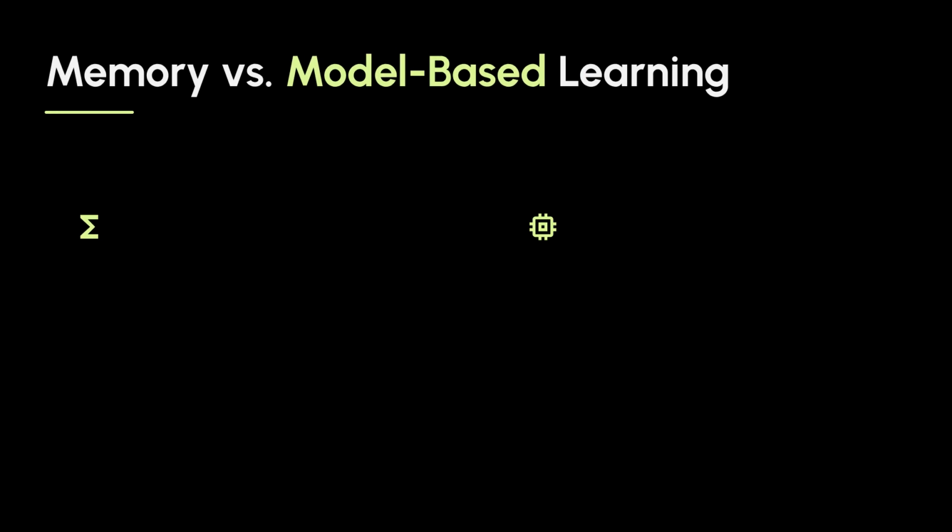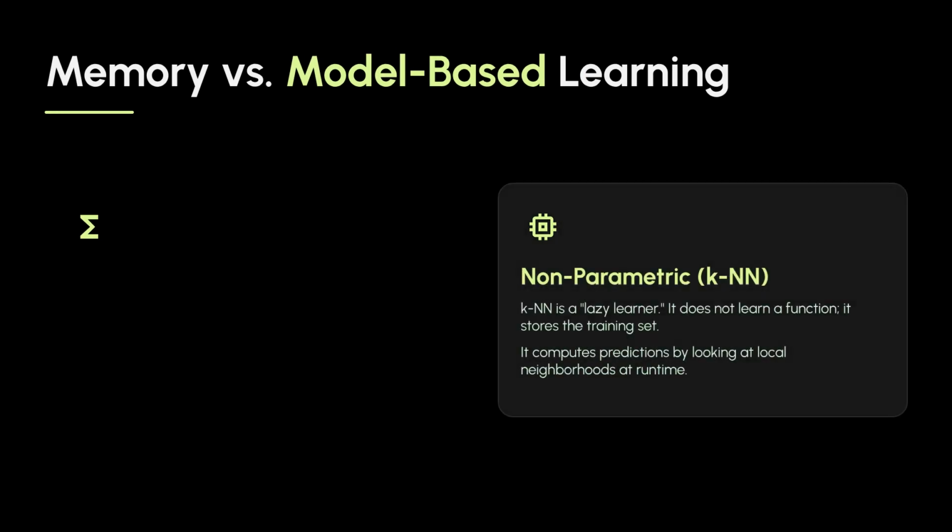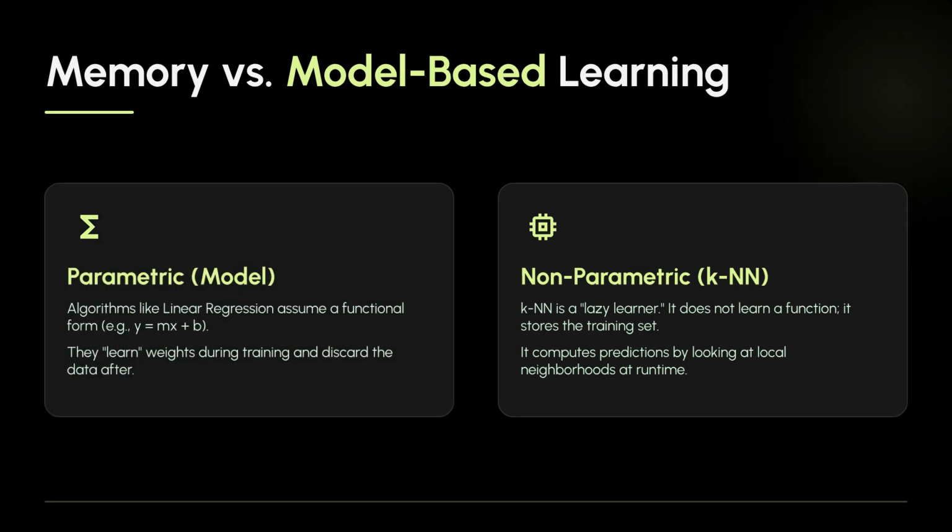KNN. KNN is a non-parametric lazy learner, meaning it stores the training data and computes predictions at runtime. This contrasts with parametric, model-based algorithms like linear regression, which learn a function and discard the training data after.